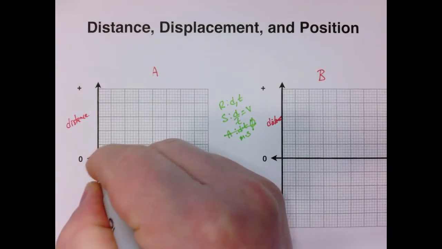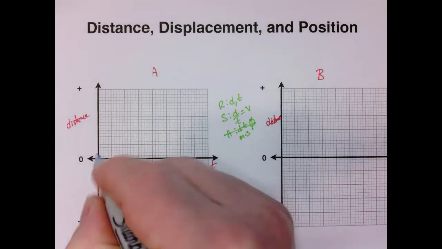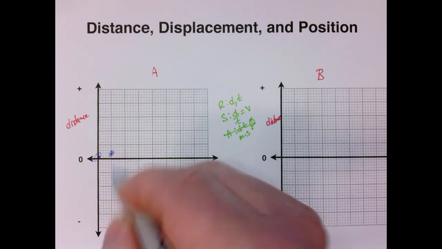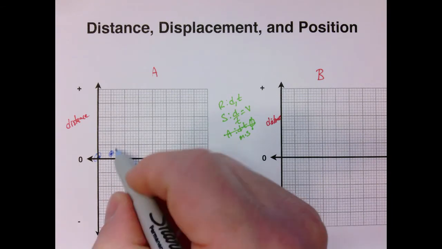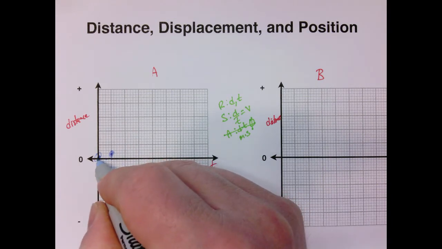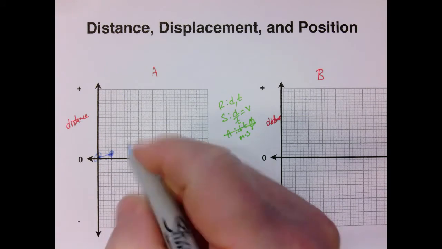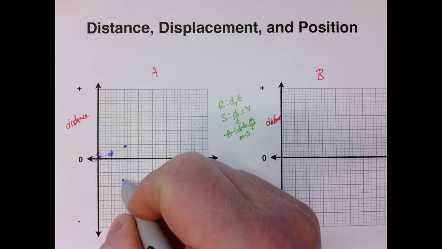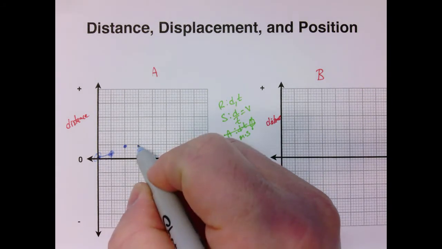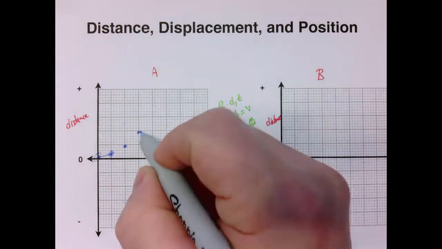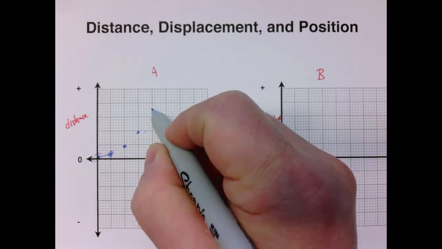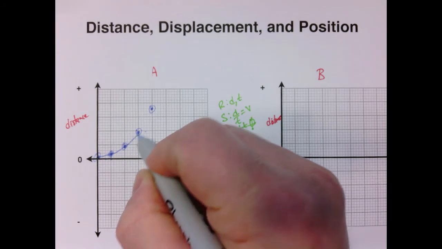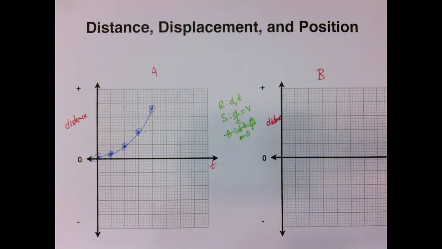So we start with a distance of 0 at time 0, and the distance in the first interval of time is a certain amount, the change in distance, represented by that. In the next interval of time, the distance covered will be greater. And in the next interval of time, the distance will be greater still. And in the next interval of time, the distance will be greater still. So what we see is a curve, which is a parabola.